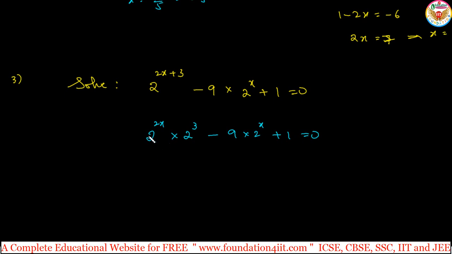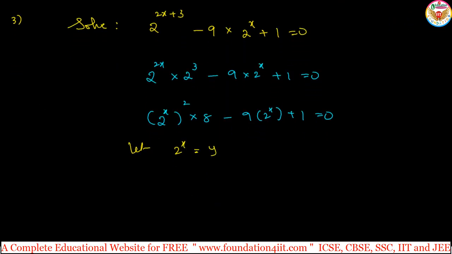And 2 power 2x, we can write as 2 power x whole square into 2 cube is 8. Minus 9 into 2 power x plus 1 is equal to 0. Here let 2 to the power x be equal to some letter y, because you are getting a quadratic equation if you observe.